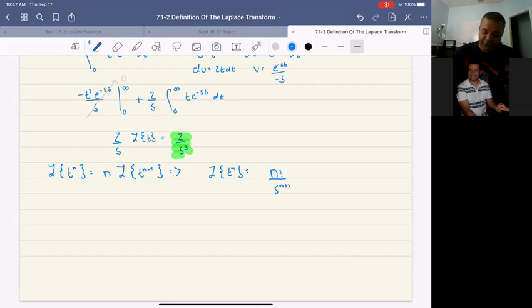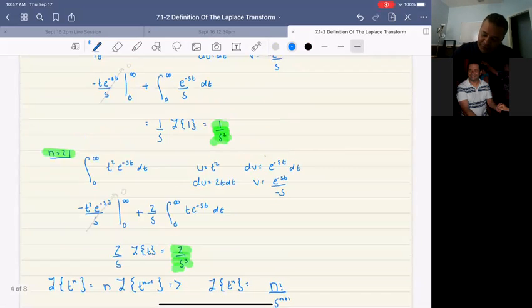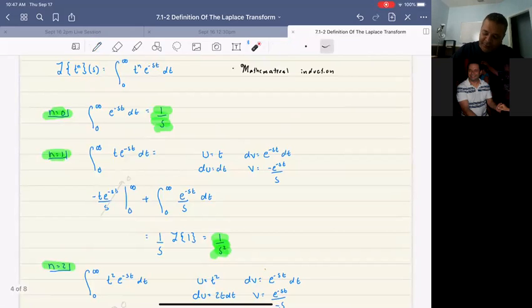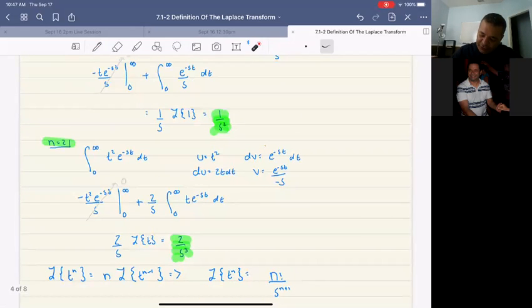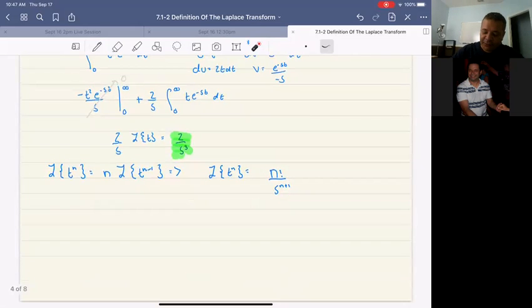Just where this factorial is coming from. Here, 0 factorial is 1, 1 factorial is 1, 2 factorial is 2 times 1. And then when I do n equals 3, I'm going to get a 3 here times the Laplace transform of t. But let me actually prove that.